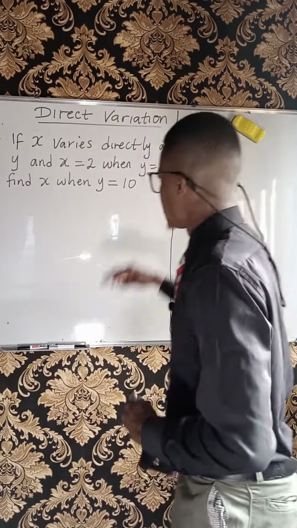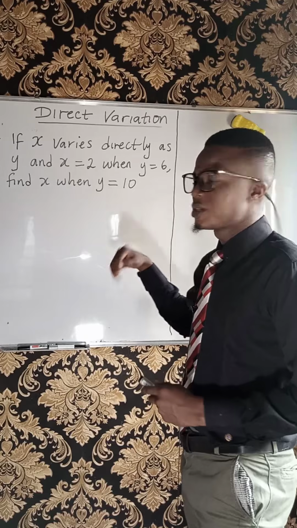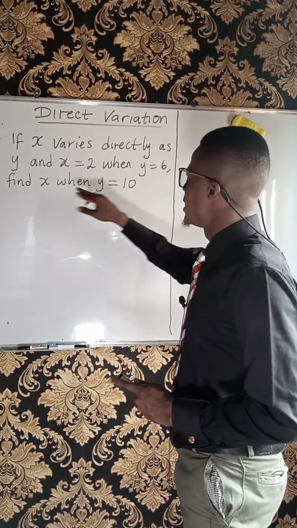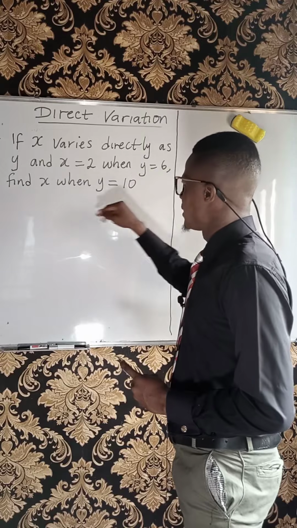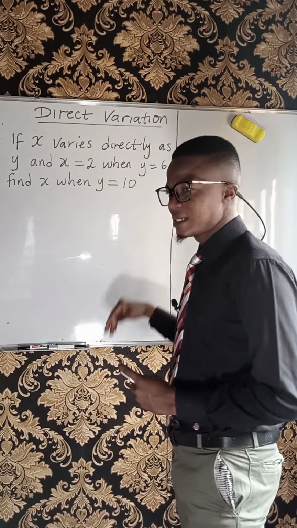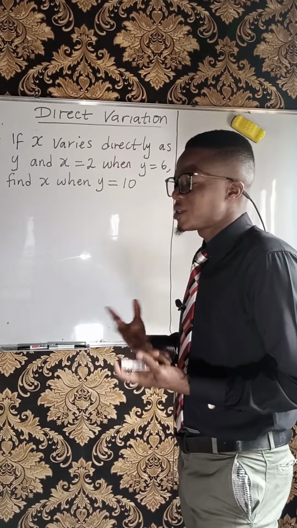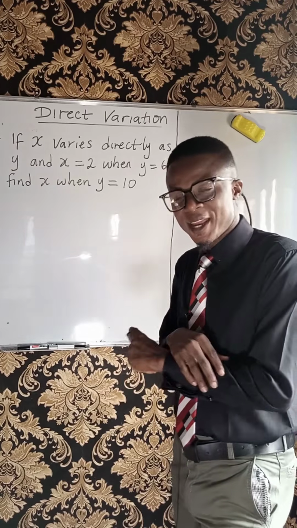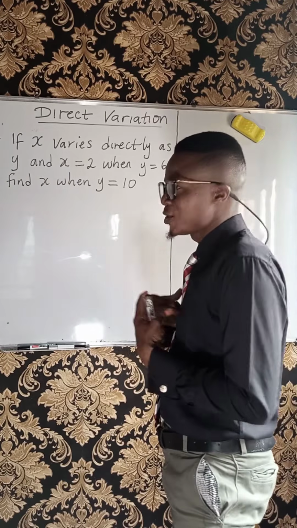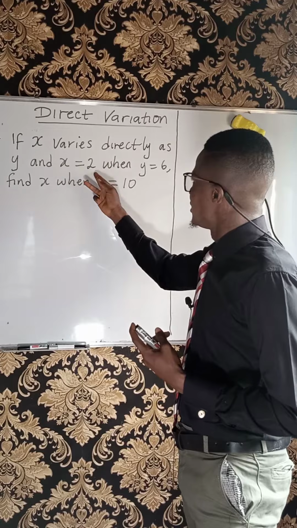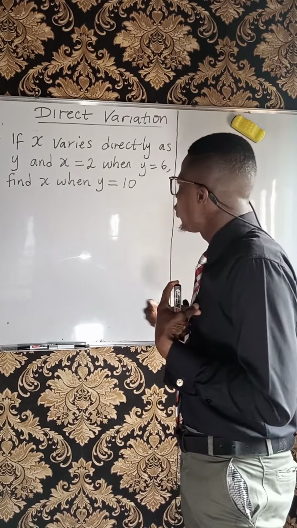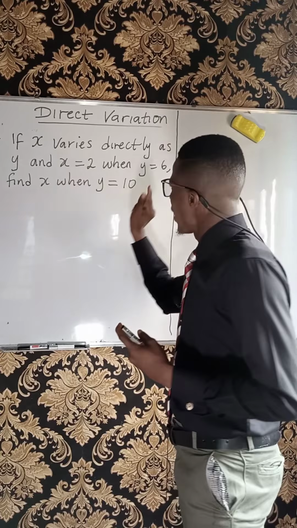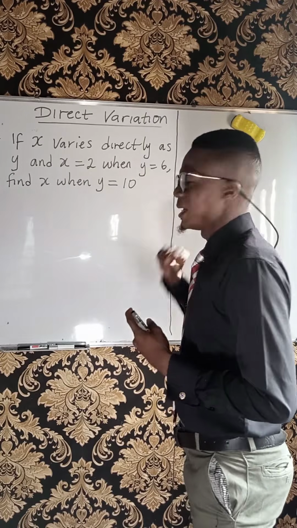Now look at this question. The question says that if x varies directly as y and x is 2 when y is 6, find x when y is 10. This time around, they told us that there is a relationship existing between x and y, and in that relationship, x is 2 and y is 6. They now want you to find what x will be when y is now 10.